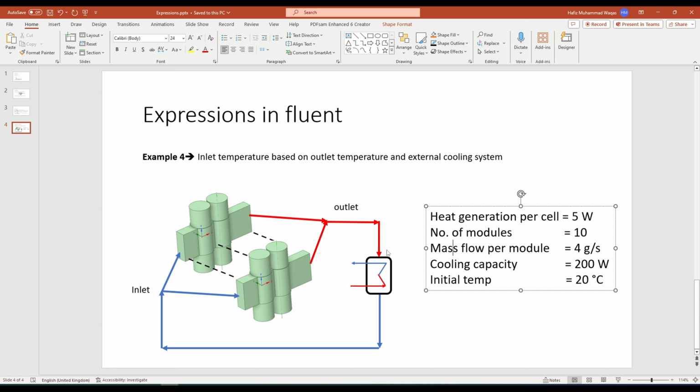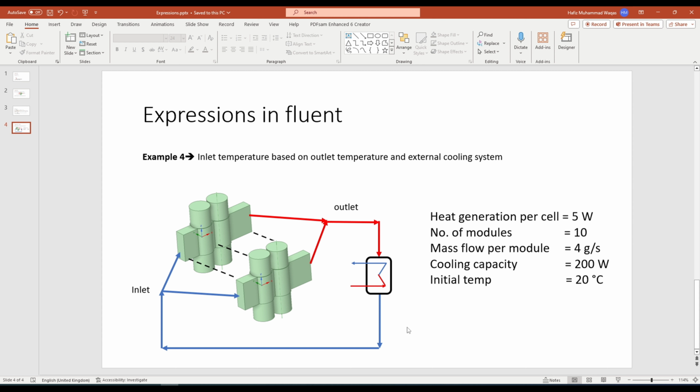It means whatever fluid enters the heat exchanger, 200 watt heat will be removed and the rest will remain with the fluid and it will go to the inlet of these modules. And the initial temperature is 20 degrees Celsius. We have another condition that the minimum temperature of the fluid will be 20 degrees Celsius. So for example, if fluid is coming over here at 22 degrees Celsius and after losing 200 watt it might go to maybe 15, but we will pose a condition that the minimum temperature it could go is 20 degrees Celsius.